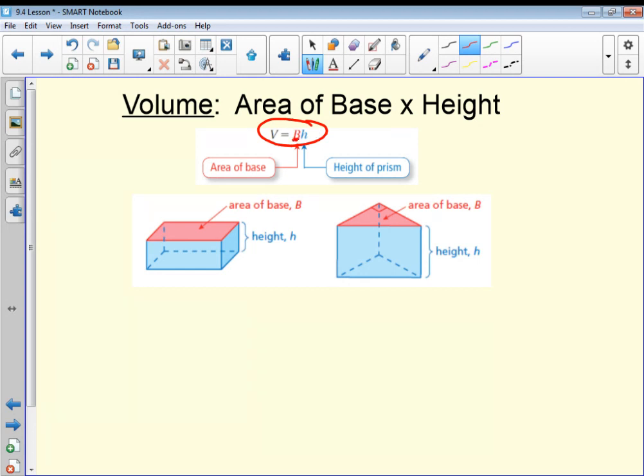Okay, so in rectangular prisms, it really doesn't matter which side you use for the base side because they're all rectangles. But when you get to a triangle or any other type of prism other than a rectangular prism, you must use that non-rectangular shape. So like on a triangular prism, the base has to be the triangle. In a hexagonal prism, which we'll work with later in the chapter or section, you have to use the hexagon as your base. So you're going to find the area of the base and you're going to take that times the height of the prism.